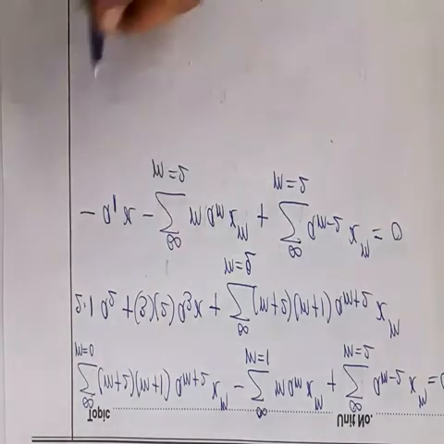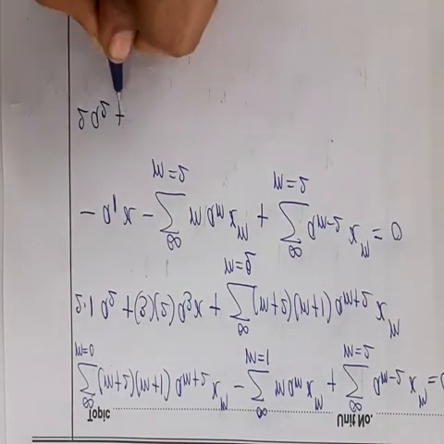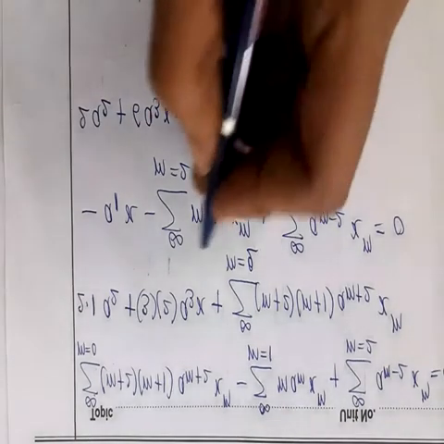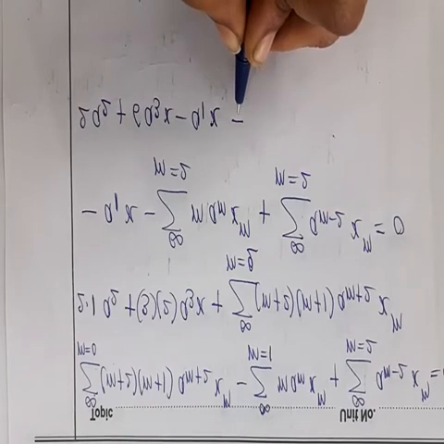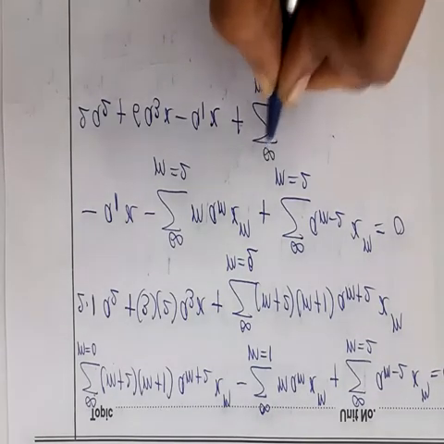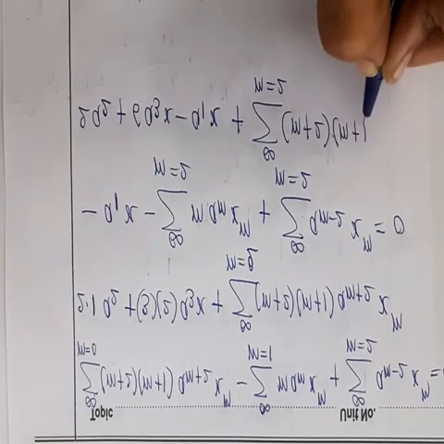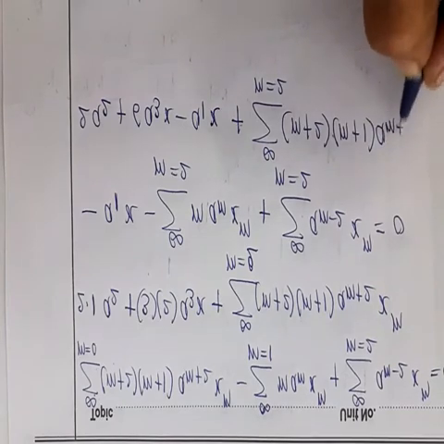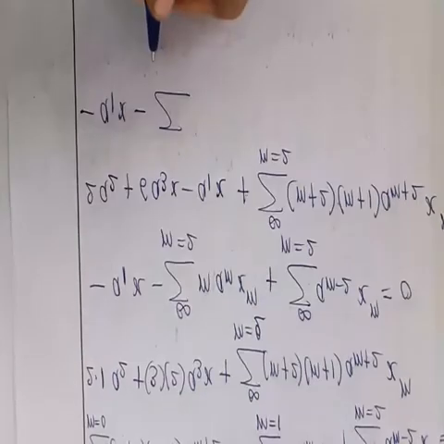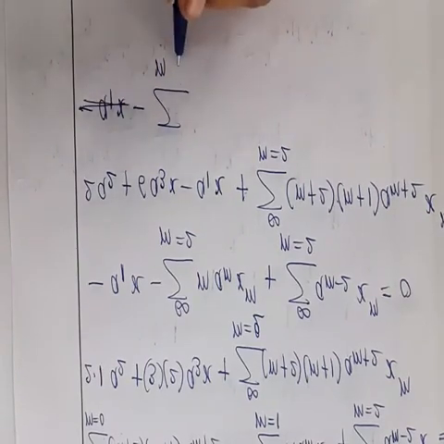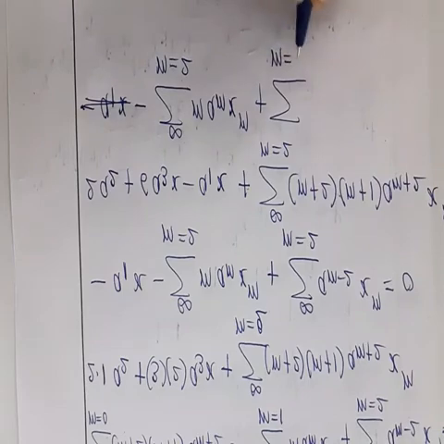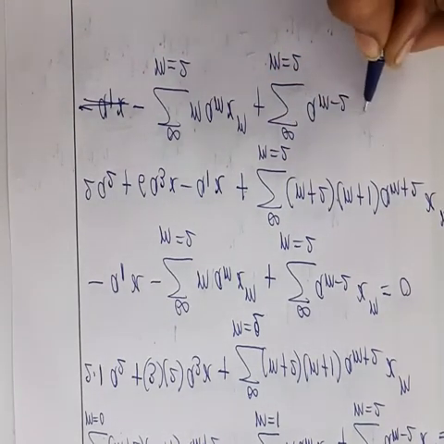Now adding the constant terms, it is 2a2 plus 6a3 x minus a1 x plus the summation m equal to 2 to infinity of (m plus 2)(m plus 1) a of m plus 2 x to the power m, minus the summation m equal to 2 to infinity of m a m x to the power m, plus the summation m equal to 2 to infinity of a of m minus 2 x to the power m, and this is equal to 0.